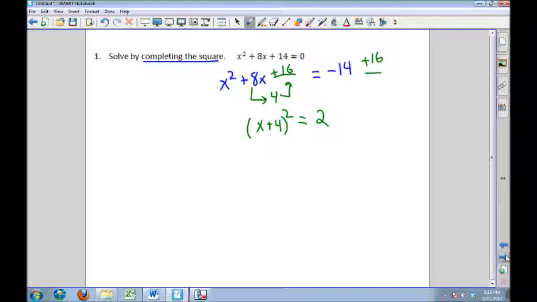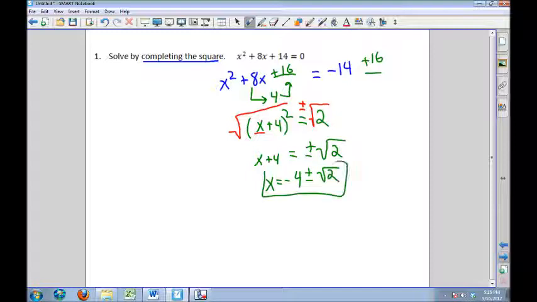To solve this out the rest of the way, I'm going to take the square root of each side. Whenever I take the square root and a variable is involved, I should account for both the positive and negative solutions, so that this whole equation boils down to x plus 4, the square root and the square cancel each other out, they're inverse operations, equals positive and negative the square root of 2. Solving for x, I get x is negative 4 plus or minus the square root of 2. That represents both of my solutions to this quadratic equation.